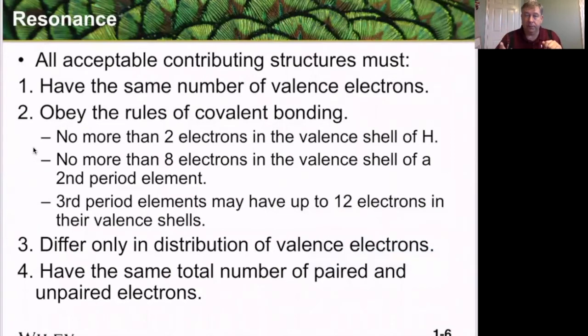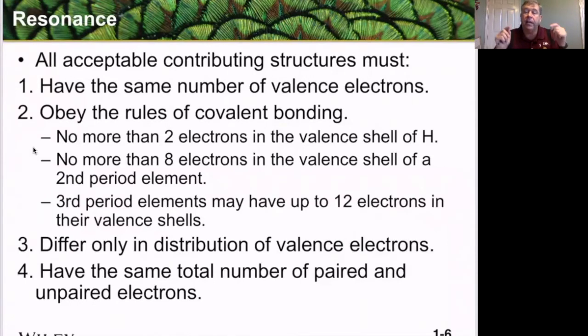Okay, so when we draw resonance structures, all acceptable contributing structures must have the exact same number of electrons, okay? It must obey all of the covalent bonding rules. There can be no more than 2 electrons in the valence shell of hydrogen, no more than 8 electrons in carbon, nitrogen, oxygen, fluorine. And in the third period, you can actually have higher numbers, for example, 12 electrons. This comes into play when we use sulfur and phosphorus with our compounds. We'll see that again later. We can have those higher numbers of electrons in those bigger shells, okay?